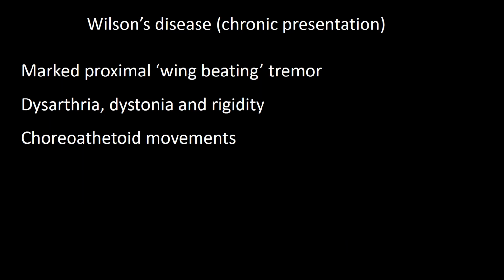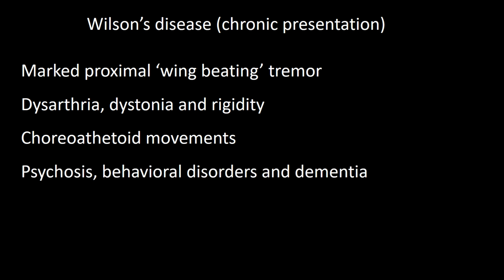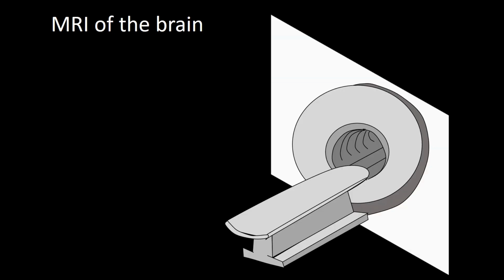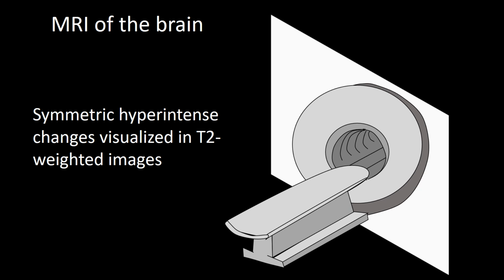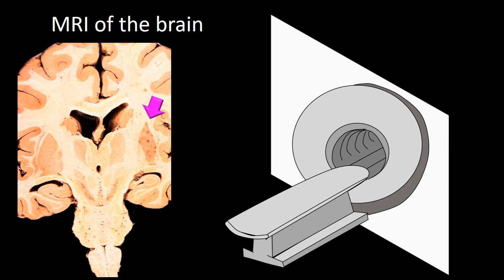In addition, patients with this presentation often have choreoathetoid movements, psychosis, behavioral disorders, and dementia. The liver is also affected, but less severely, in the chronic presentation. Brain MRI changes consist of symmetrical hyperintense changes best visualized in T2 weighted images, mainly affecting the putamen and the caudate nuclei, but also the thalami, and midbrain and pons.